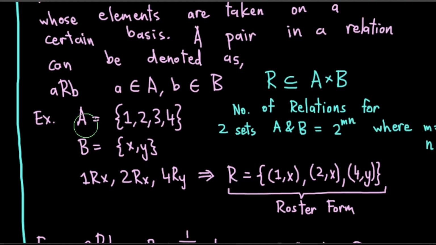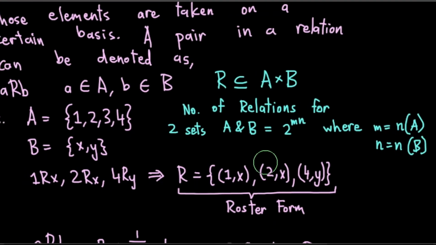so it's obviously going to be a subset. Now the total possible number of relations for any two sets containing the number of elements m and n for A and B, taking that, the number of total possible relations is always going to be 2^(mn).